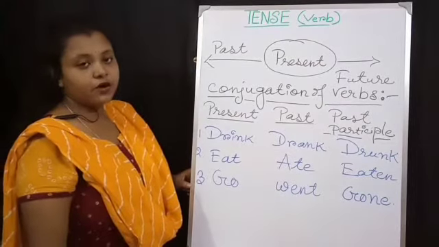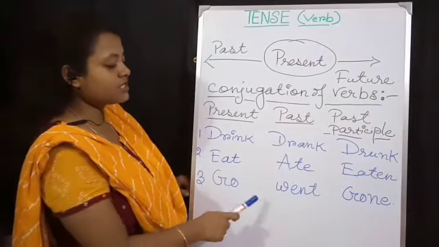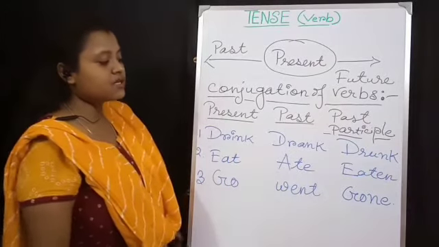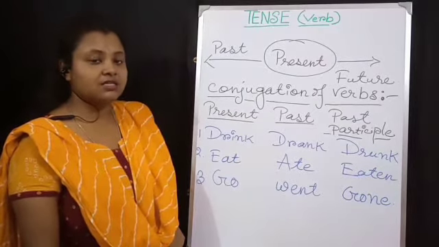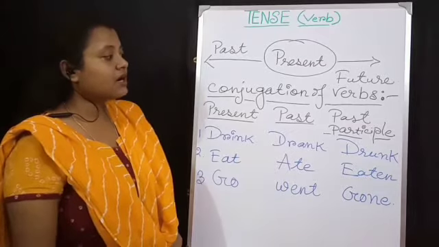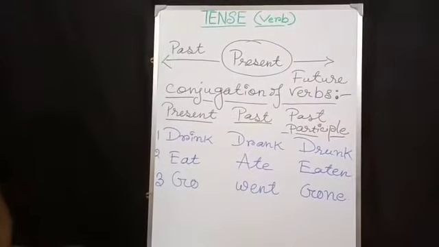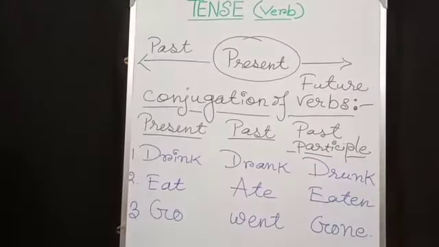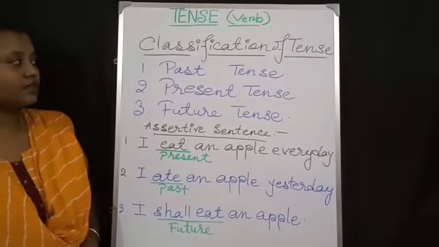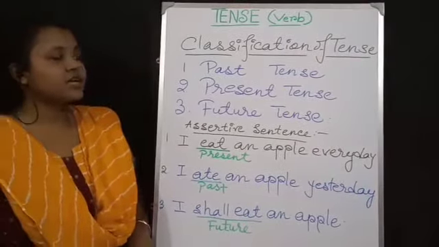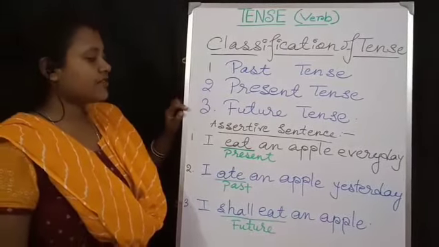Go is the present form or the base form or the first form of the verb, and the past form of this verb is went and past participle is gone. Remember that past participle is not a tense. It is a part of conjugation of verbs. So students, we have learned that there are three classifications of tense: past tense, present tense and the future tense.